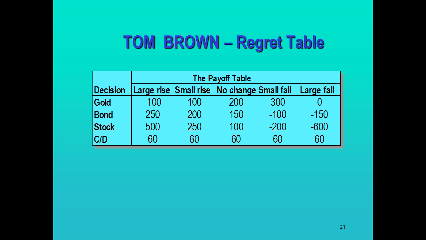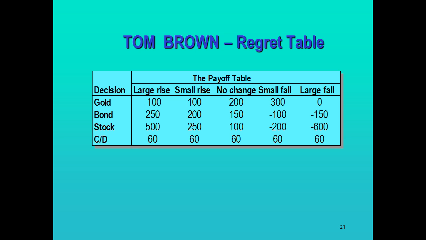Now, what's the second best thing that could have happened? Bond, and the payoff is 250. Well, I made 250 and I'm happy with that. That's a 25% return, I'll be happy with that in a year. However, I still have a little bit of regret because I could have made 500. How much regret do I feel then? 250. I could have made 500, but instead I made 250. So the difference is 250.